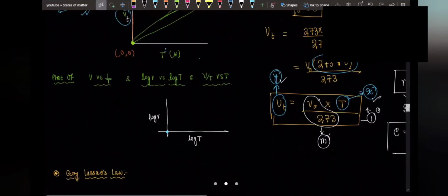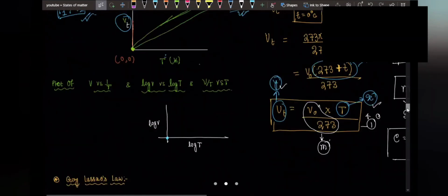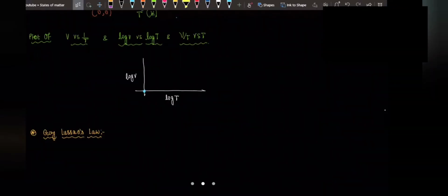Okay. Now, let's try to solve these particular questions from the chapter. Now, let's try out our concepts for this question. You have to find out the plots of V versus 1 by T, log V versus log T, and V by T versus T. So you need to find out these particular plots. Now you just try it out on your own first, and then check the solution.